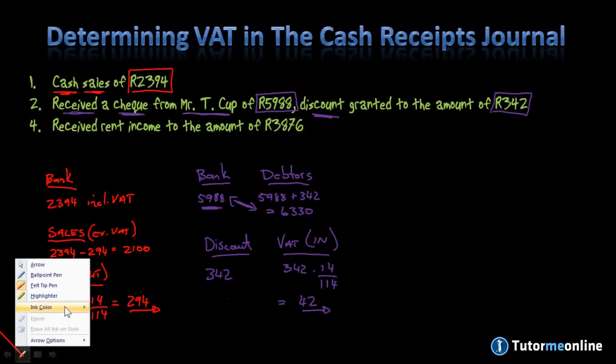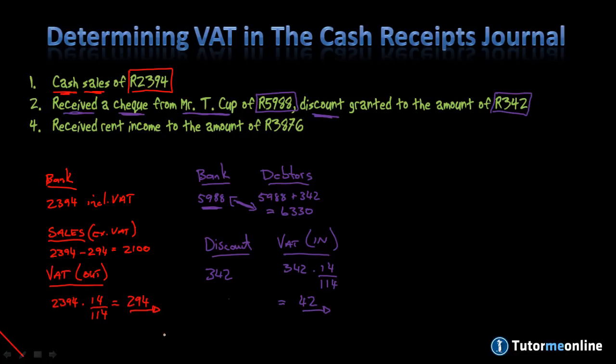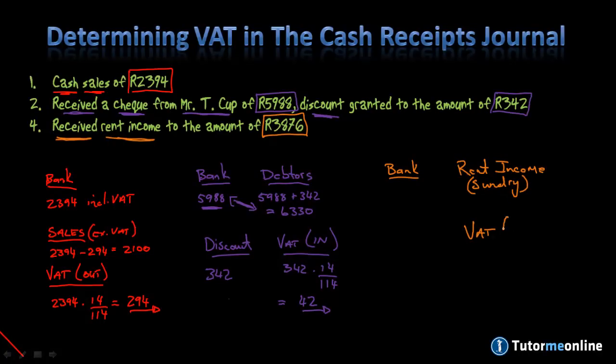So let's have a look at our final transaction in the cash receipts journal. Here once again we received rent income to the amount of 3876. Because we received an amount, we once again know that we are dealing with the bank account. This was rent income, and rent income in our cash receipts journal is a sundries account. And then, of course, we need to determine which VAT, and then what the VAT portion is. So we can immediately write into the bank account the value of 3876, because that is, of course, the physical amount of money that we received into the bank account.